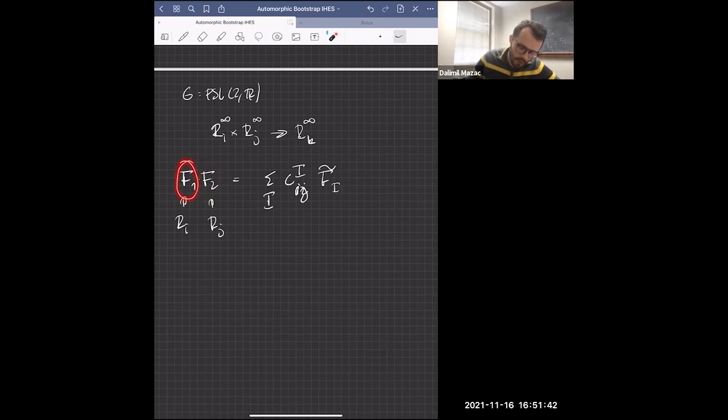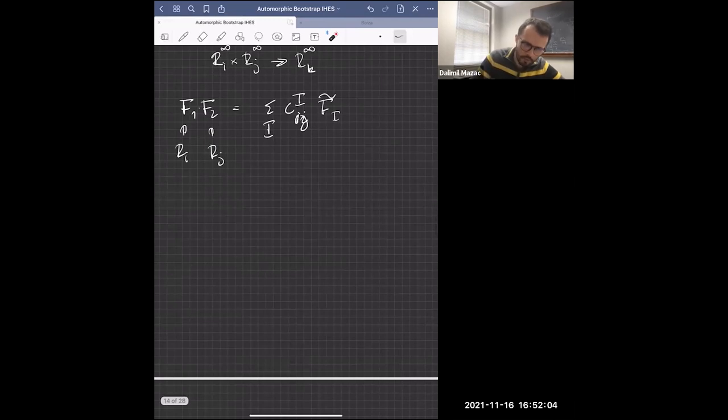If F1 ranges over R_i and F2 ranges over R_j, then this F tilde is completely fixed by invariance. And the only thing which is not fixed is this number. So this would be the case if the space of such maps is one dimensional, which will be the case for us now, but in general, it could be some finite dimensional space.